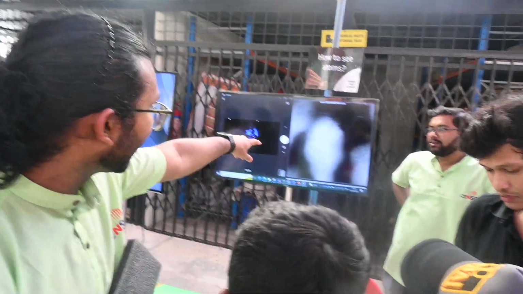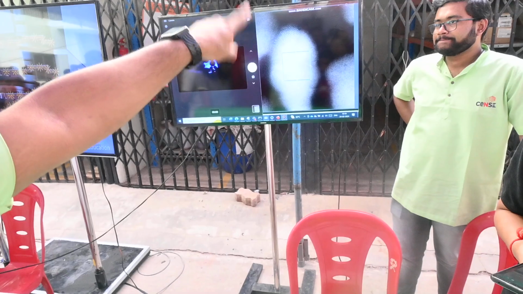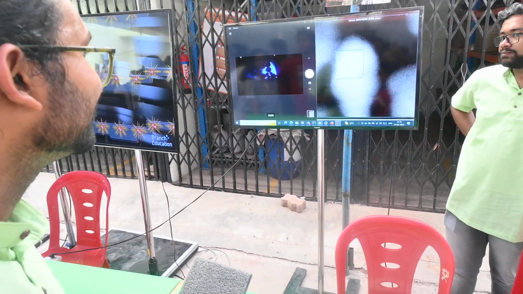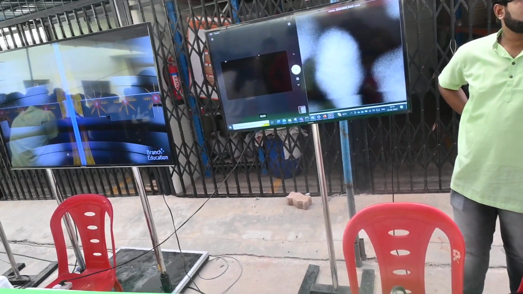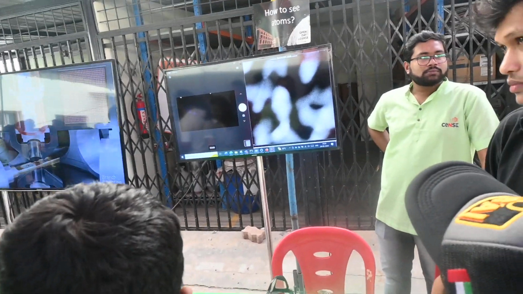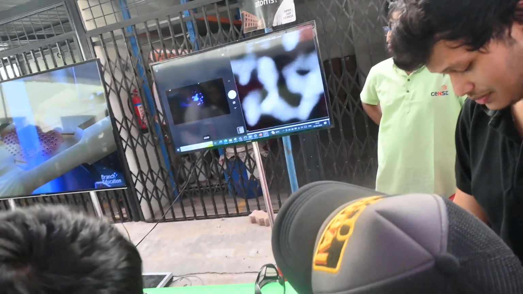There you can see actual atoms. See the dots, the white dots? Those are real gold atoms. Whoa, cool. That dot pattern is the gold lattice structure. So now we saw the atoms, right? There's the gold lattice structure.